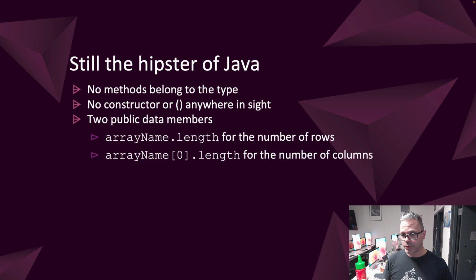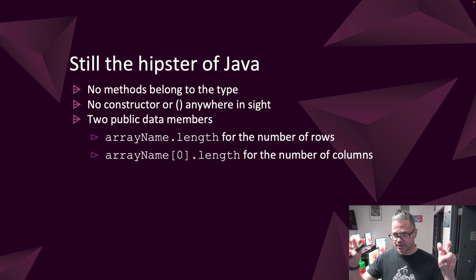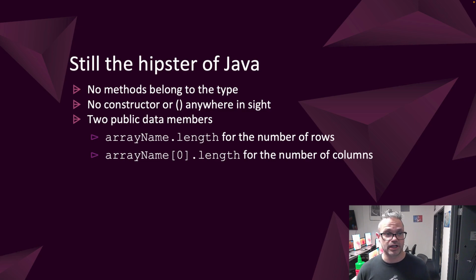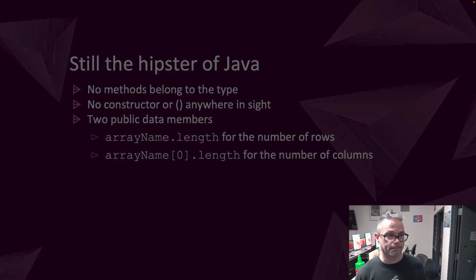Now again, 2D arrays are still the hipster of Java because they're just an array really. It's an array of arrays. So there's no methods that belong to the type. There's no constructors or parens anywhere in sight. We have two data members-ish because we have arrayName.length for the number of rows, and then we go inside that array for arrayName sub 0.length for the number of columns. And so that's the way we have that set up to get the idea of a 2D array for the rows and columns. Keeping that in mind, it's still pretty hipster.